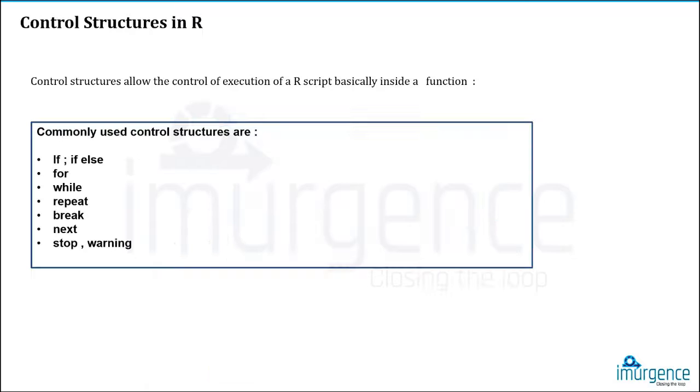So talking about control structures, let's understand what really control structures are. As you can see on the screen, it allows the control of execution of an R script basically inside a function. Commonly used control structures would be your if else statement, for loop, while loop, repeat, break, next, stop, and warning. These would be the basic control structures which you would be using as part of your function creation, which will help you to create a function itself.